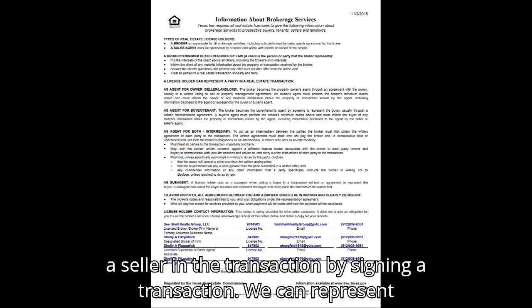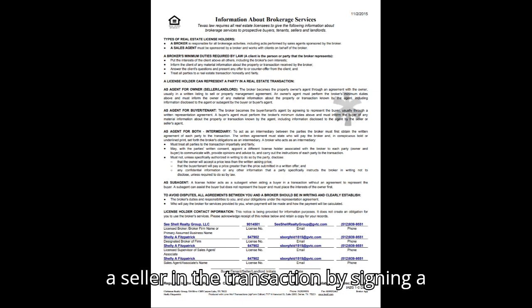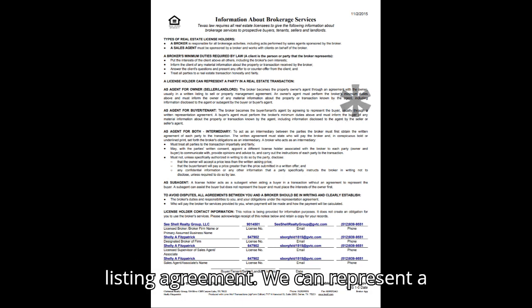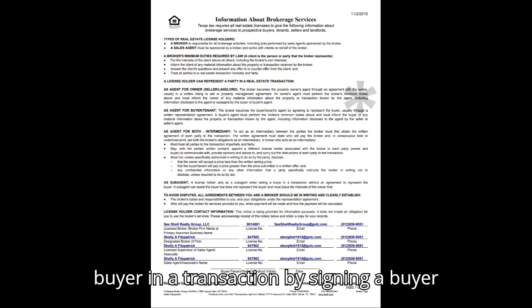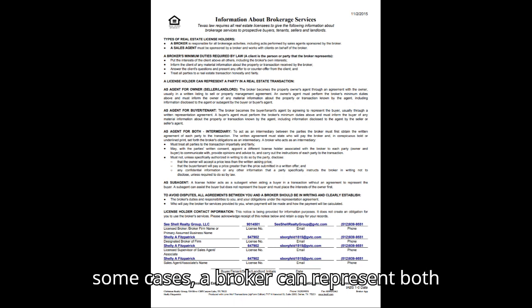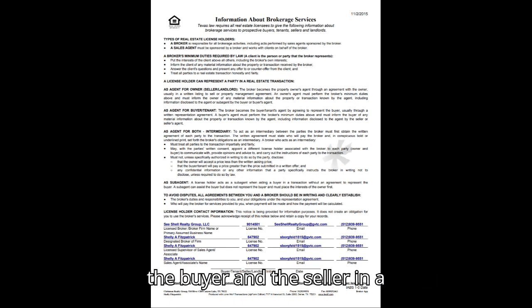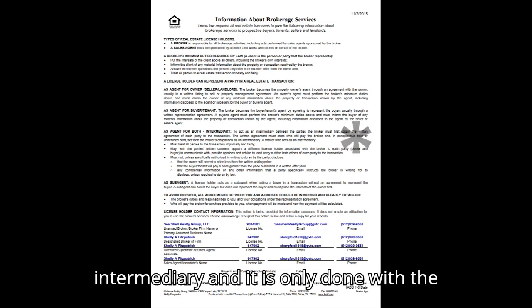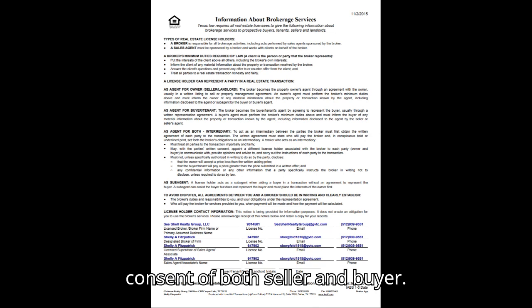We can represent a seller in a transaction by signing a listing agreement. We can represent a buyer in a transaction by signing a buyer's representation agreement. In some cases, a broker can represent both the buyer and the seller in a transaction. This is called intermediary, and it is only done with the consent of both the seller and buyer.